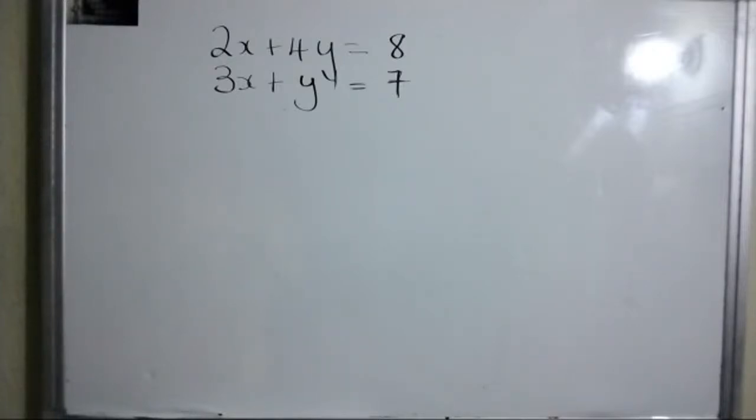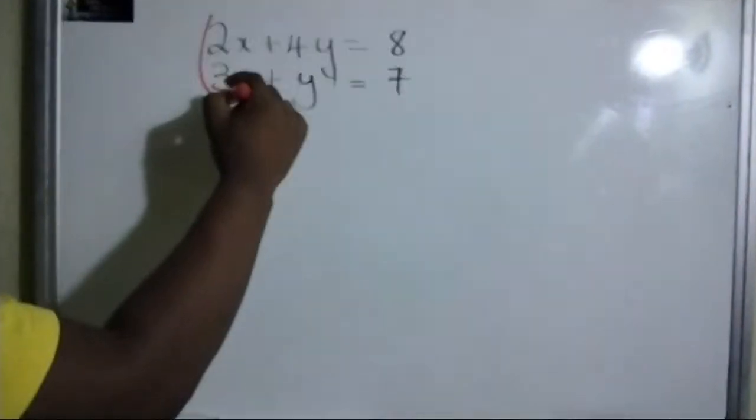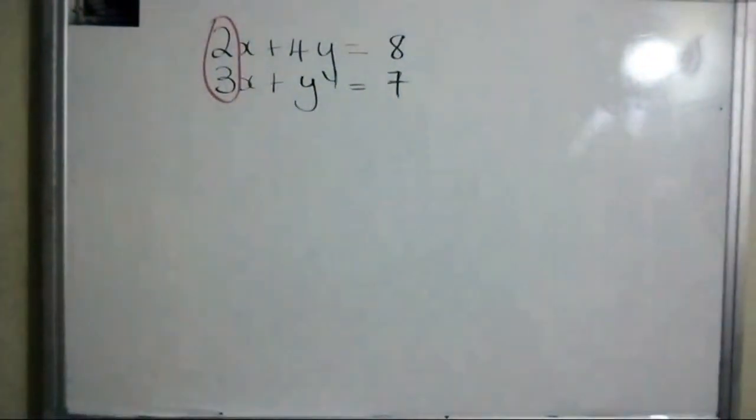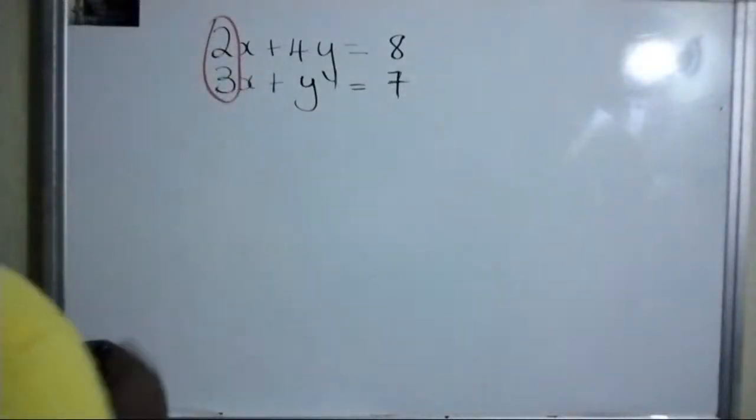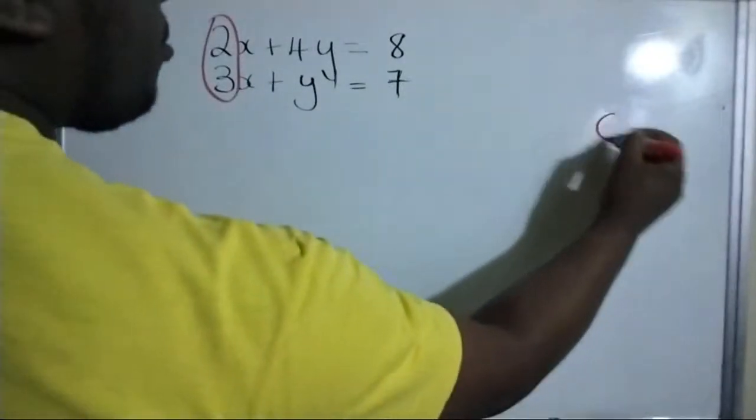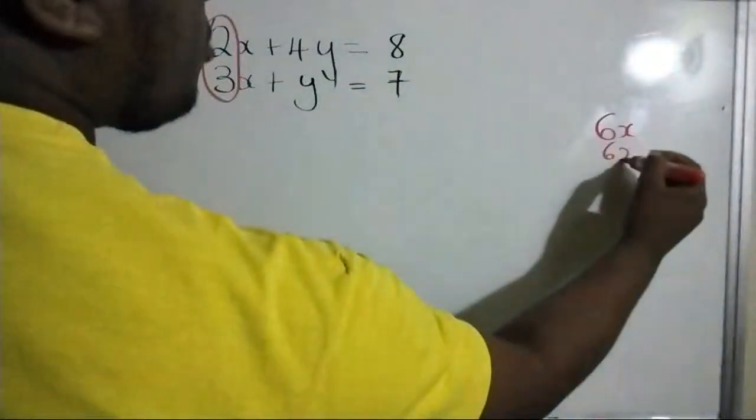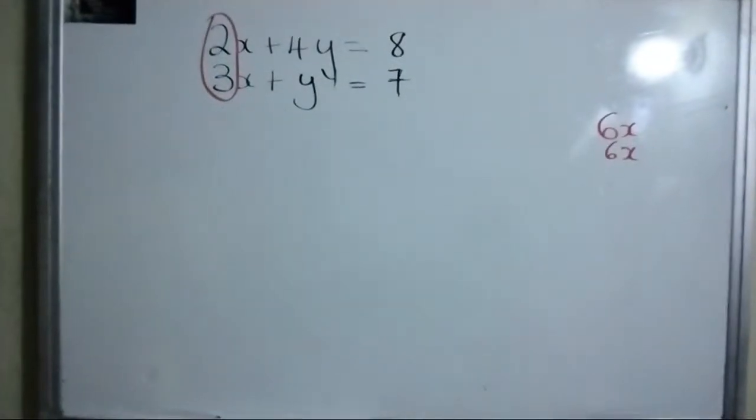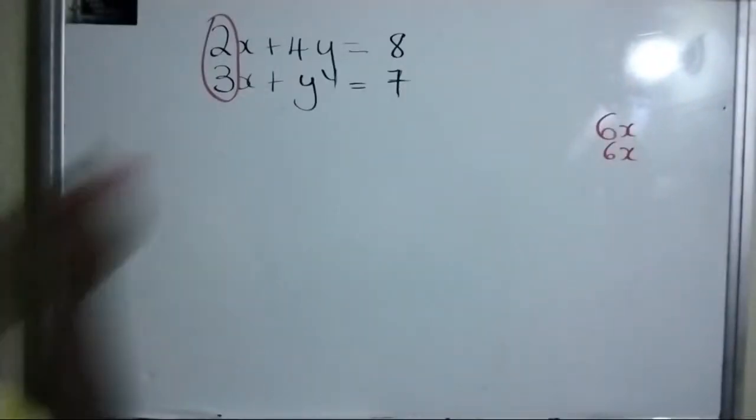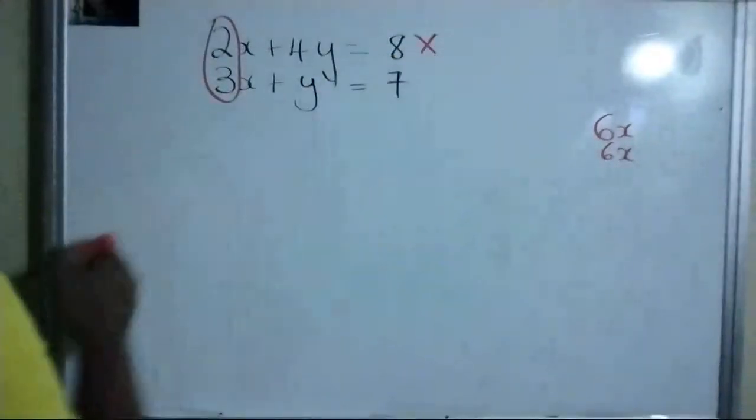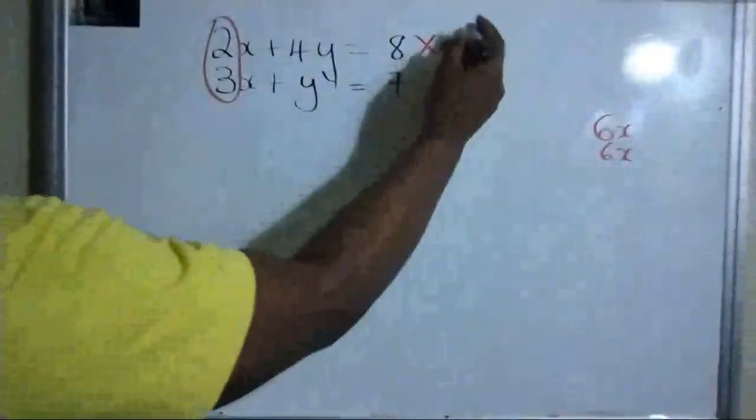We need to choose which one we're going to eliminate, X or Y. This time I think I'm going to get rid of Y. No, I'll get rid of X. Now if I get rid of X, I have to focus on the coefficient of X, which is these two numbers. First, 2 times 3 is 6, so we're going to make both of them 6x. That's the objective of multiplying. So ask yourself, what times 2 can give us 6? And that will be 3.